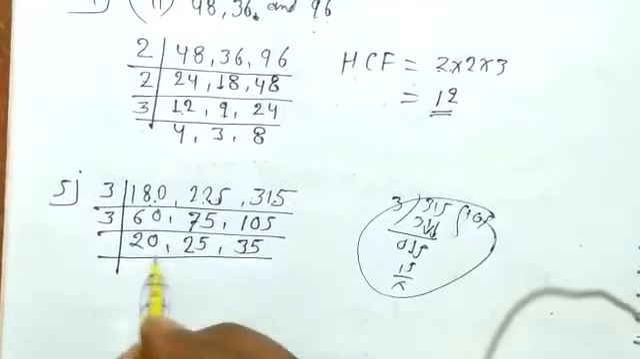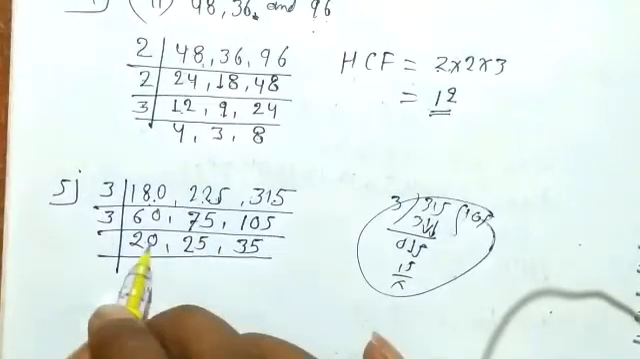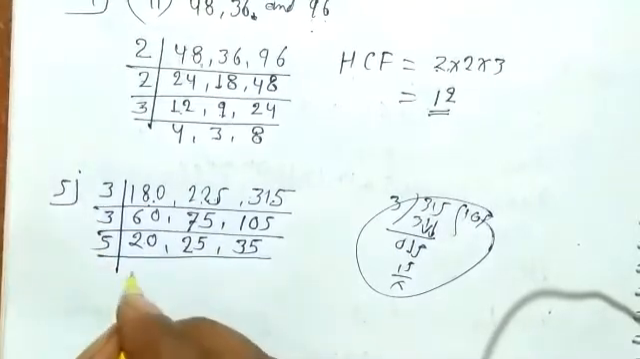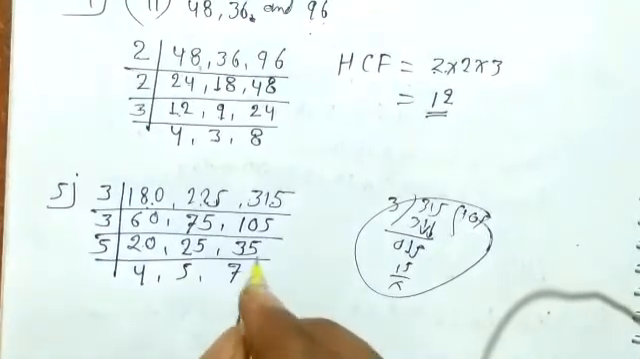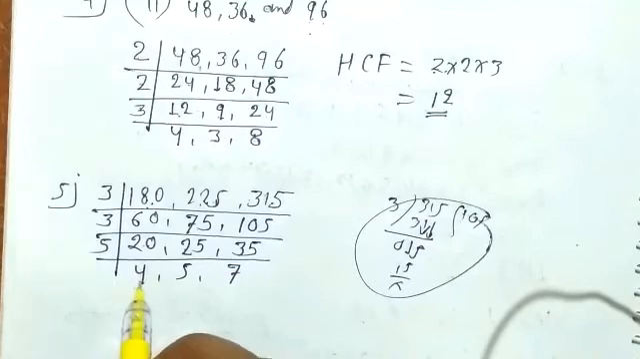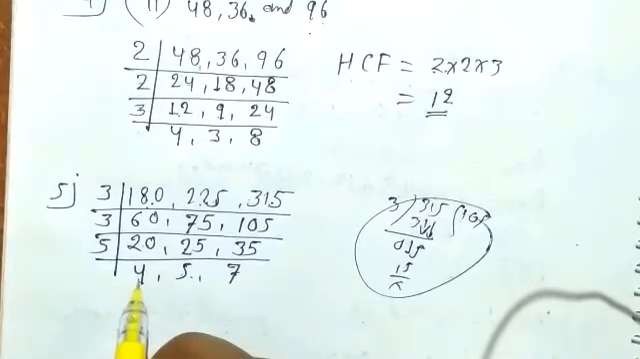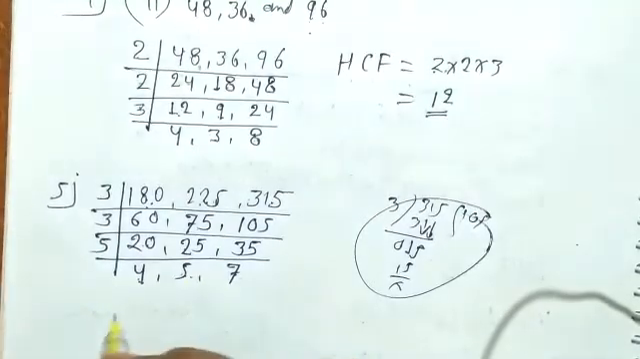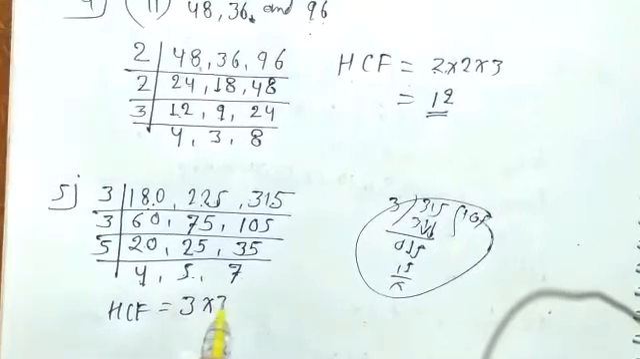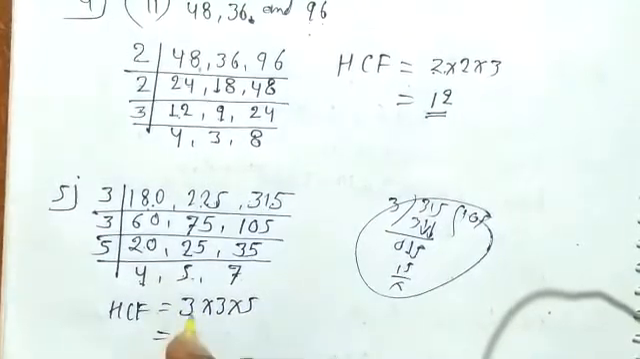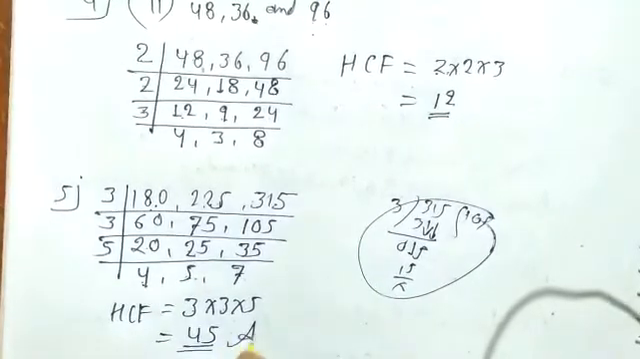Now all these three numbers cannot be divided by 3. So 20, now 5 4s are 20, 5 5s are 25, 5 7s are 35. This is 4, 5 and 7. No one common number is there that will divide all these three numbers. So the HCF of these numbers will be 3 into 3 into 5, equal to 3 3s are 9, 5 9s are 45. And this is the answer.